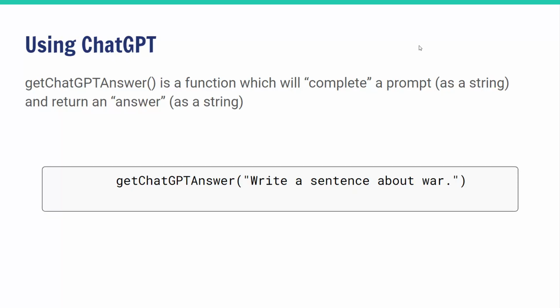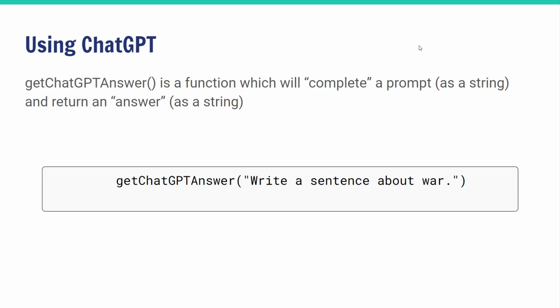So we're going to look at this new function called getChatGPTAnswer. Like its name sounds, what it does is it takes a prompt, which is kind of like a question or a statement or an instruction that you would like to give to ChatGPT, and it will then complete it.